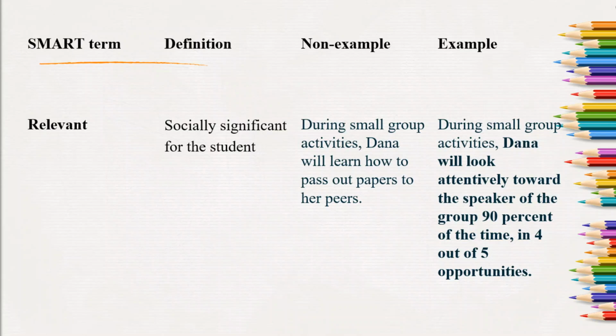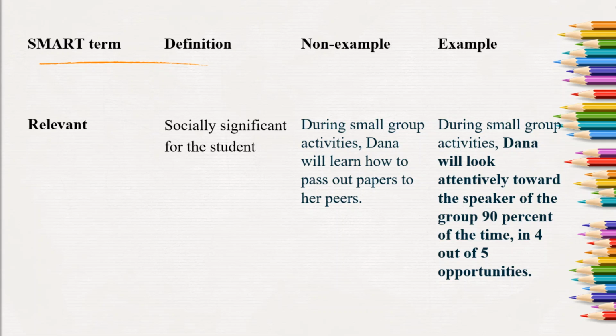Next part of the SMART term is relevant, so the R. That means socially significant for the student. Essentially this is saying that we don't want to create goals that aren't going to help the student in some way improve. We want to make sure that anything that we're assigning to a student as a goal will actually help them in the long term and help them across settings. So it helps them in school, maybe helps them outside of school.